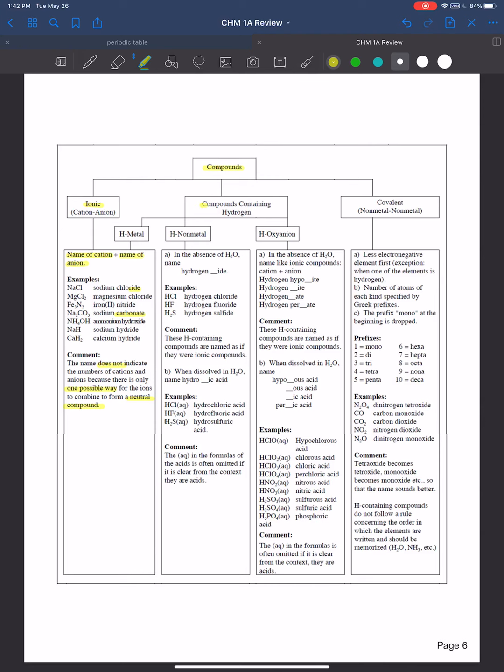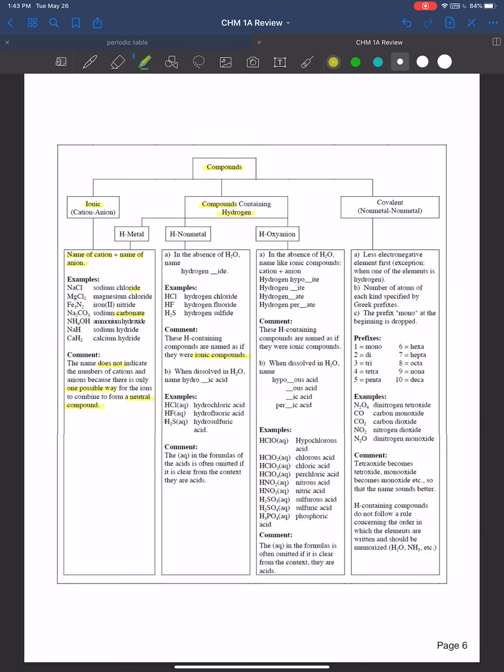Now, compounds that contain hydrogen. So, hydrogen and a nonmetal. In the absence of water, we name these species hydrogen, stem name, ide. So, for example, if we had HCl, but it wasn't in water, which we would call anhydrous, this would be hydrogen chloride. HF, hydrogen fluoride. H2S, hydrogen sulfide. So basically, these hydrogen-containing compounds are named as if they were ionic compounds. Okay?